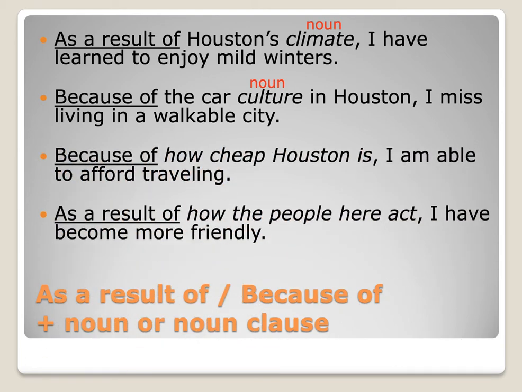Now let's look at noun clauses. We can also say, because of how cheap Houston is, I'm able to afford traveling. So how cheap Houston is a noun clause, and we can put a noun clause after a preposition. That's why we can say, because of how cheap Houston is. In the last example, again, as a result of how the people here act, I have become more friendly. So this is where we're using as a result of followed by a noun clause. Okay, so both of those are noun clauses. And again, we're showing the cause and then we're showing the effect.